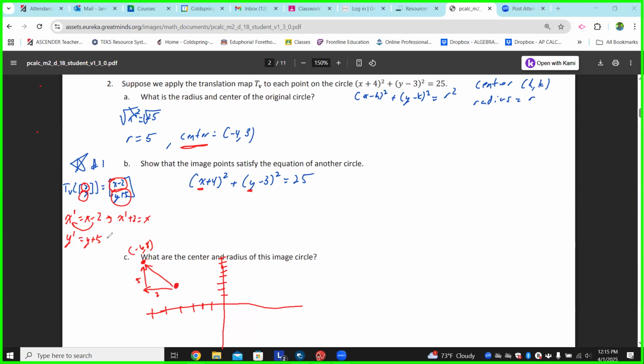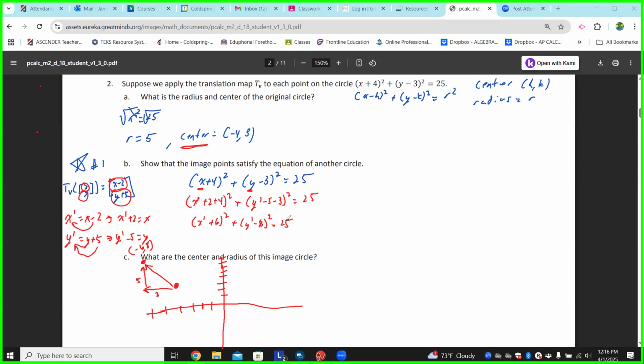And then same thing with this one as well. You would get y prime minus 5 equals y. This is what you want to replace your x and y with. So then you would get x prime, which is your new point, plus 2 plus 4. Y then will be replaced with y prime minus 5 minus 3 equals 25. So then I get x prime plus 6 squared and y prime minus 8 squared equals 25. So that's how they produce those equations.